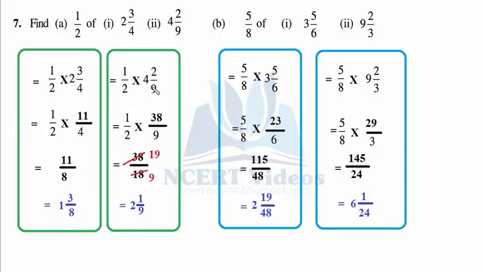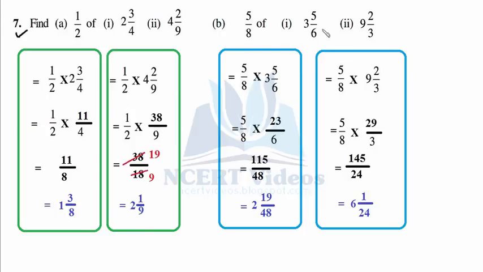Now again here, 4 times 9 is 36 plus 2 is 38 over 9. Now multiplication, 38 over 9 times 18. Now cutting opportunity, 9 into 18, 19 into 38. Now 9 into 18 and 1 is the remainder because it is 19. So 2 and 1 over 9. So that was your 7th question, A part.